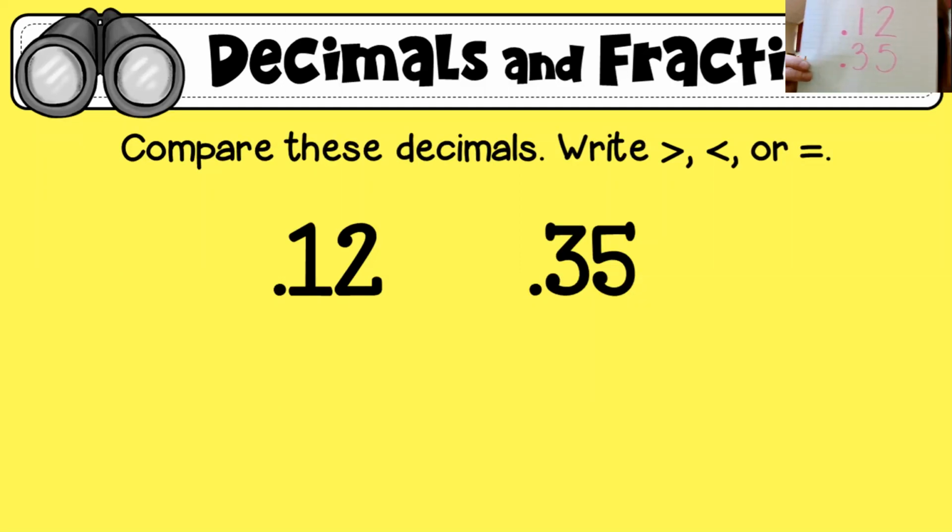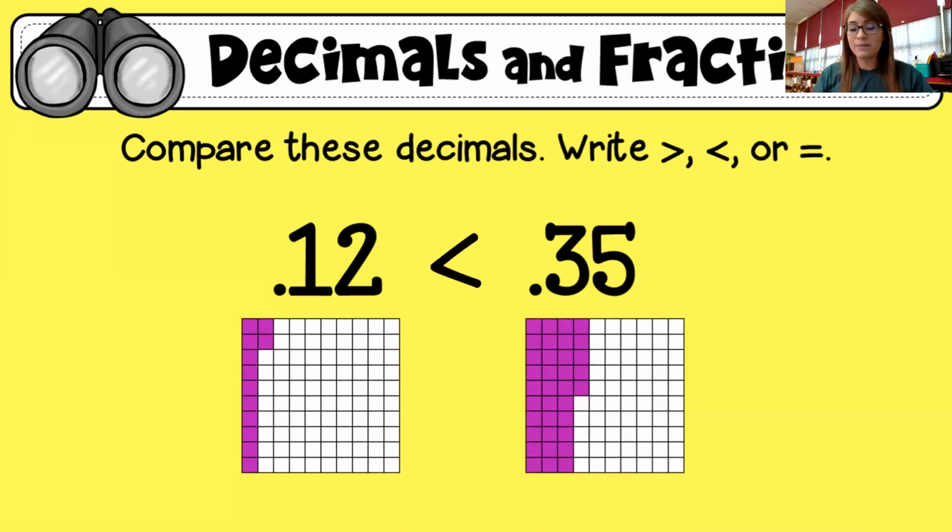But you can write them on top of each other like this and then compare them place value by place value, starting with your tenths. Okay, so 1 and 3, those are different, so we can use those to compare. Which one is larger? Very good. The 3 is larger. So right off the bat, we know that 35 hundredths is greater than 12 hundredths. So we would read this as 12 hundredths is less than 35 hundredths.